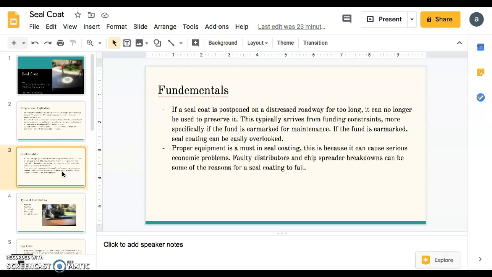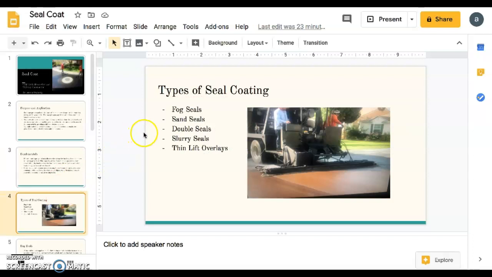Proper equipment is a must in seal coating. This is because it can cause serious economic problems. Faulty distributors and chip spreader breakdowns can be some of the reasons for seal coating to fail. So the types of seal coating are fog seals, sand seals, double seals, slurry seals, and thin lift overlays. And here's a picture of a sand seal.